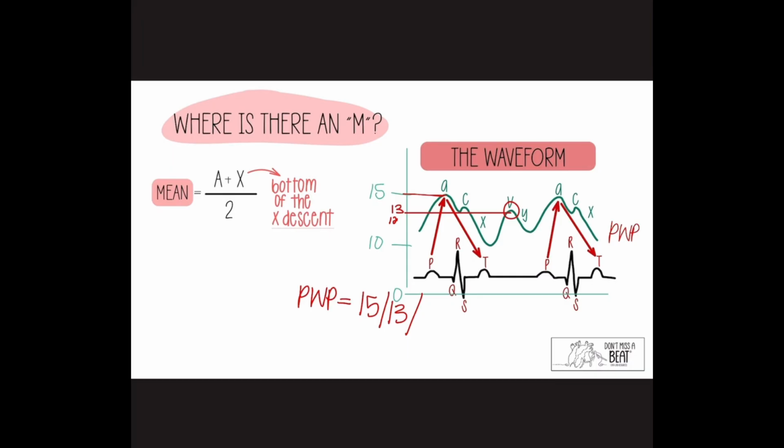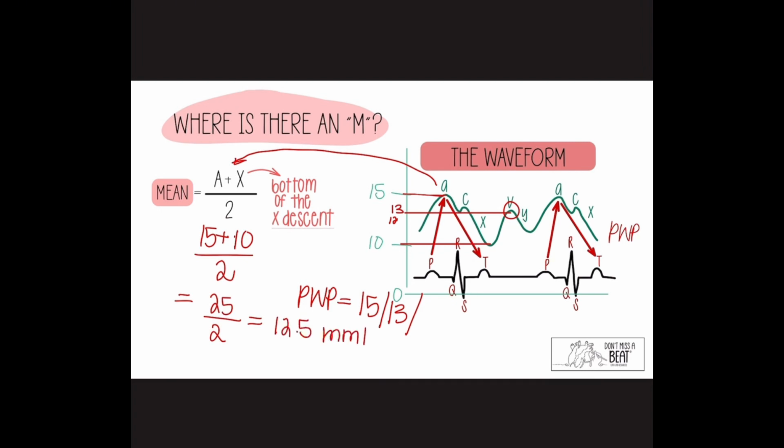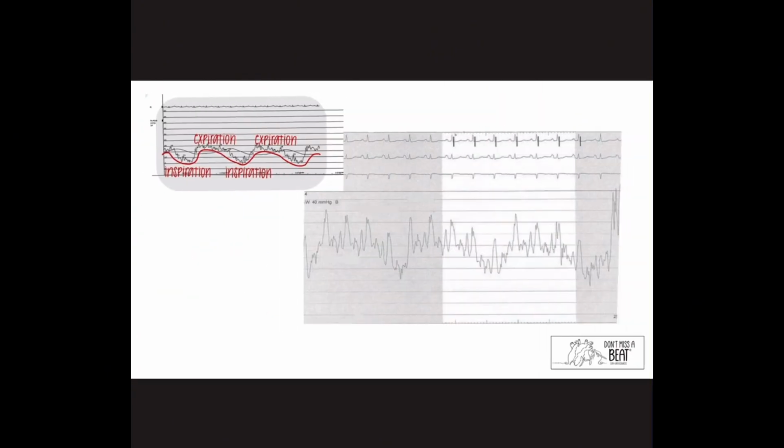So we would take the A being 15 plus the bottom of the X descent, which is about, well, if I really drew a straight line, we're just going to call it 10 to make it easy, divided by 2. So that would be what? 25 over 2. Okay, and 25 divided by 2 is 12.5. Now, all pressures are measured in millimeters of mercury. That's mmHg, including the 15, 13, and 12.5. So this is what your pulmonary wedge pressure fully is reported as, 15, 13, and 12.5 as the mean. Okay, so let's look at a real example.